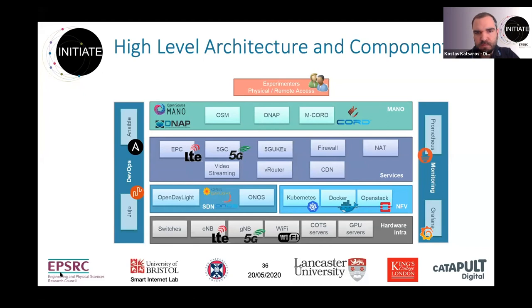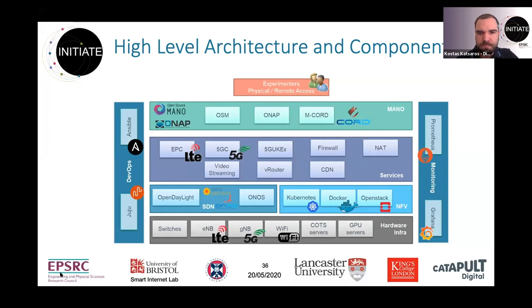There are different other virtualized services like NAT, video streaming, virtual routers, content delivery networks that we have onboarded into our platforms. The virtualization environment uses OpenDaylight and ONOS as the main SDN controllers and OpenStack as the main virtualization infrastructure. But as I mentioned, we are using Kubernetes and Docker in later stages.